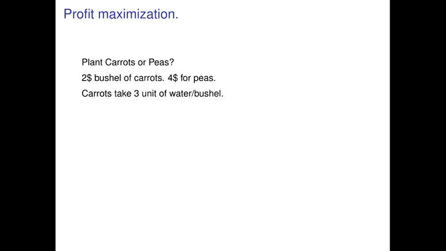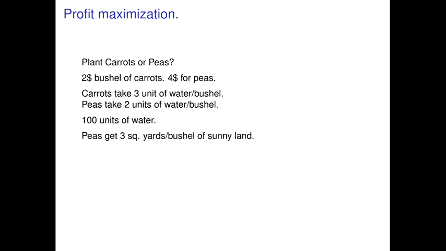Carrots take 3 units of water per bushel. I think a bushel is a farm thing that tells you how much. And peas take 2 units of water per bushel. And you have 100 units of water available to you through your water rights. And peas get 3 square yards per bushel of sunny land. So you have different kinds of land on your property. Some is sunny, some is shady. It's completely made up, obviously.